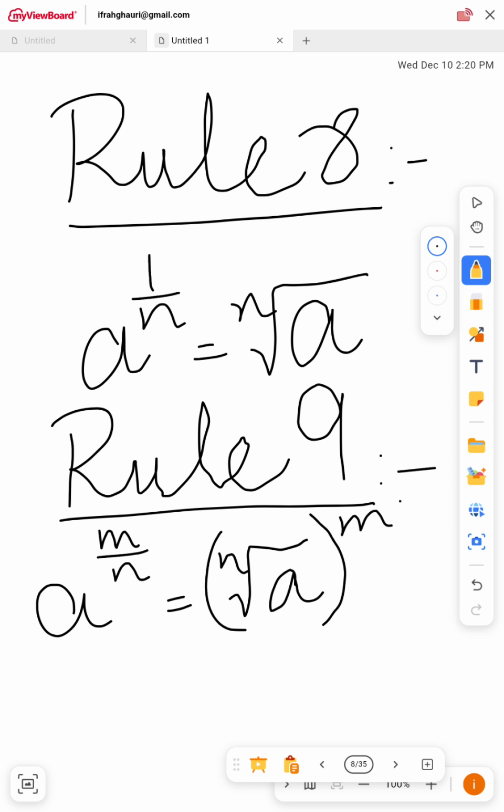Okay, so these are some of the rules. You should know them by heart and practice with questions related to these rules, and we will discuss it in the upcoming videos.